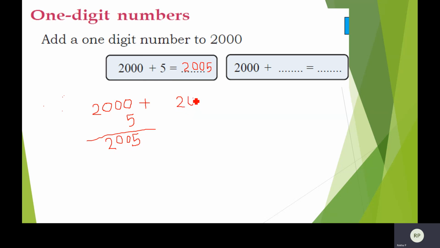Let's add 8 to 2000. Here also I am writing it as 8. Let's see what is the answer. 0 plus 8, it is 8, and nothing to be added, so just bring down all those things. So the answer is 2008.